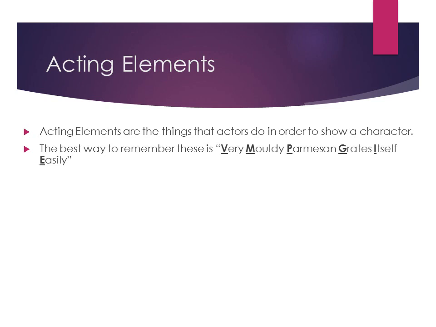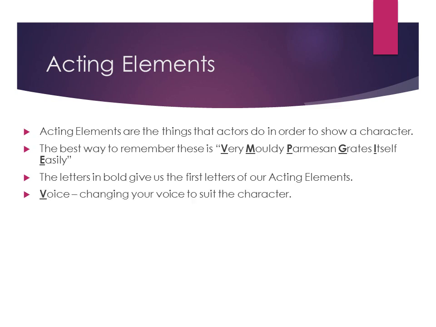Well, for me, always the best way to remember them is if you can remember the expression, "Very mouldy parmesan grates itself easily." Then you will always remember the acting elements, because it gives you an acrostic. The first letter of all of those words gives us the first letters of our acting elements. So for example, V for very is voice, the way you use your voice and change it to suit the character. M is movement, the way that you change your movement to suit the character.